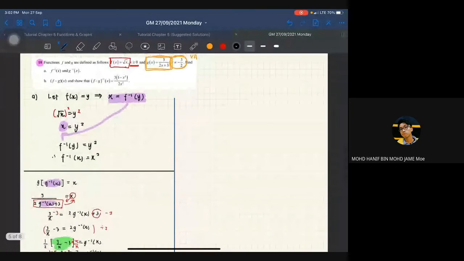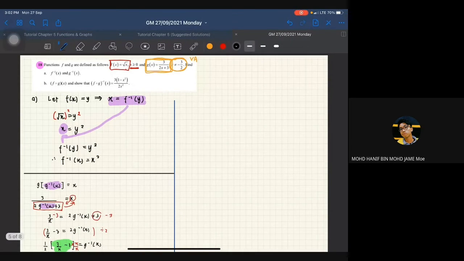Alright, so the first part, tadi soalan minta kita cari F inverse and also G inverse. Okay, so for the second part, let's read the question together. So soalan minta kita F of Gx. We need to find F of Gx first. Okay, and then we need to show that the inverse of F of G is equal to this one. Okay, so jom kita try. Let's try to do this question together. Soalan berapa dah tadi? 18.